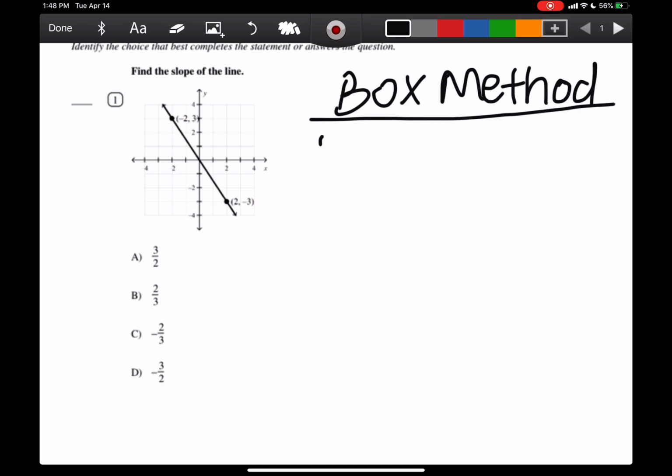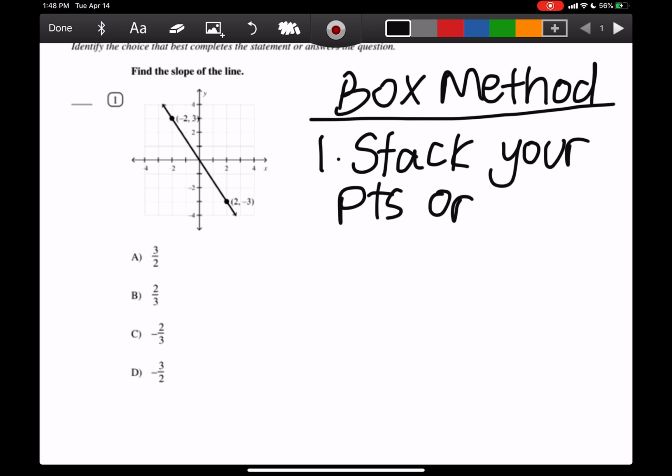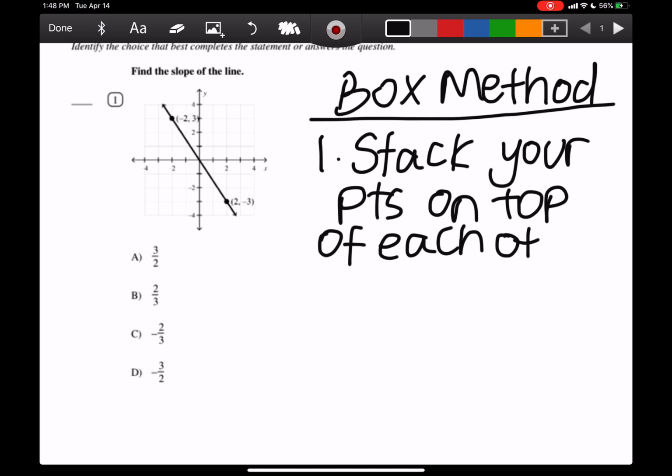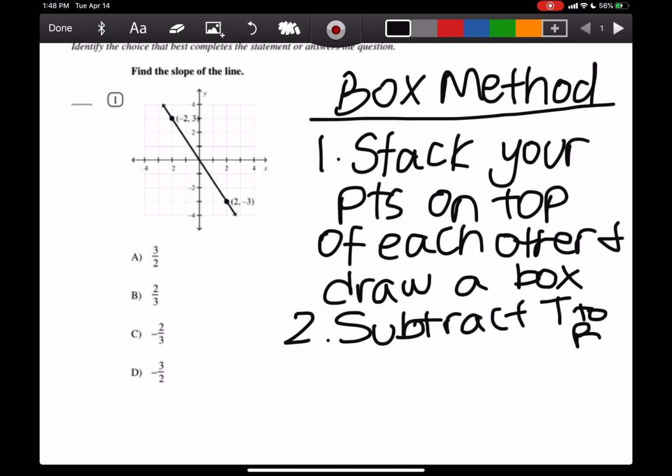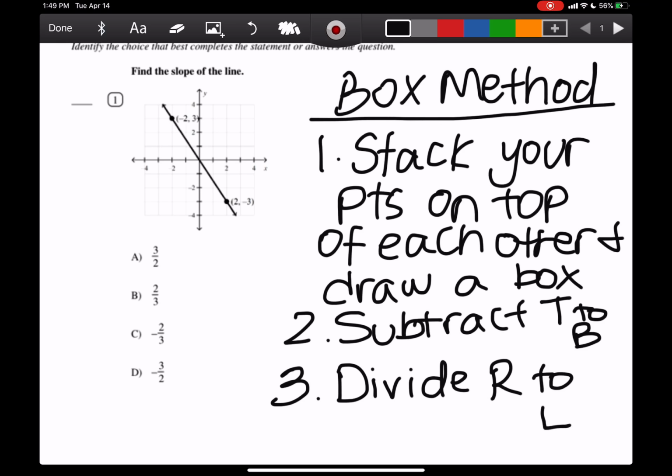I'm going to write down the steps. The first step is to stack your ordered pairs, stack your points. Make sure you're writing this down. Stack your points on top of each other and draw a box. Step 2, you want to subtract top to bottom. Subtract top to bottom. And then step 3, you're going to divide right to left. Make sure you write these steps down.